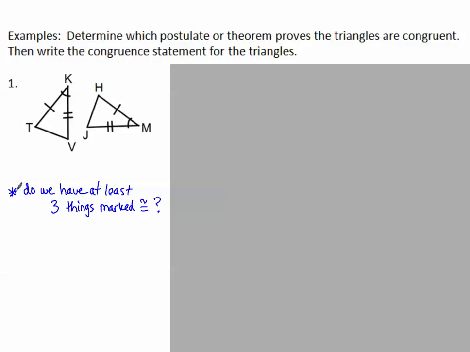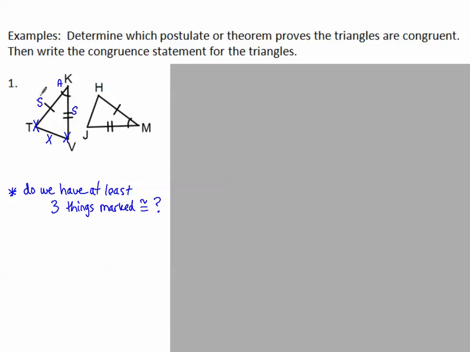Then I'm going to mark anything that's marked as a side with an S, anything that's marked with an angle congruent mark as an A. Here's another side congruent mark, so I'm going to call that an S. If I have an angle that doesn't have a congruent mark, I'm going to put an X there. If I have a side that doesn't have a congruent mark, I'm going to put an X there. Here's another angle that doesn't have a congruent mark.